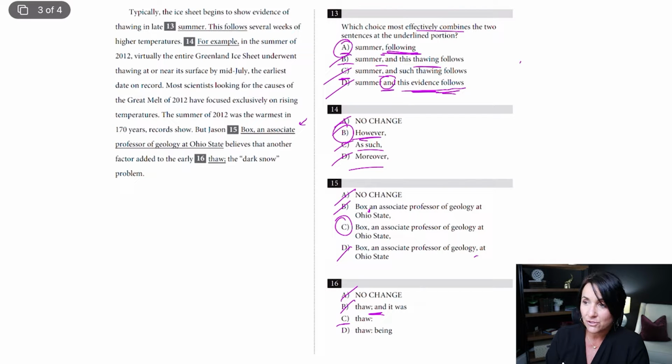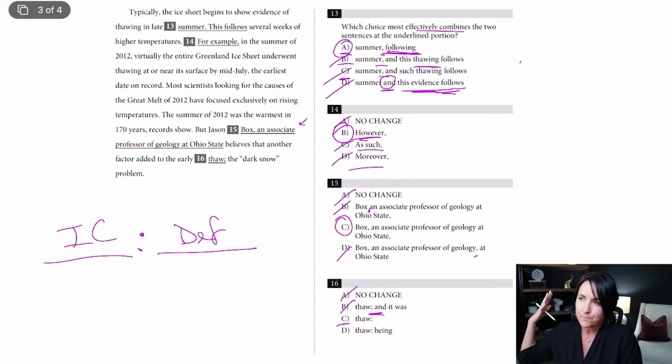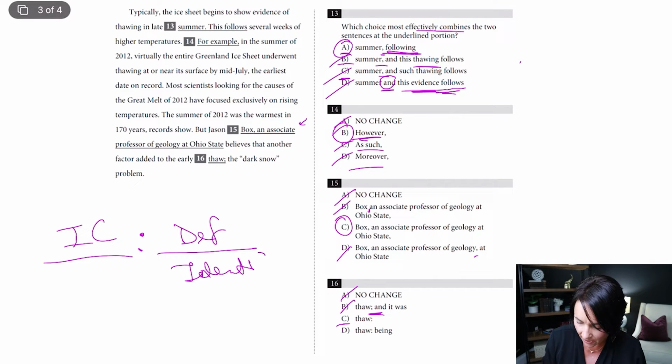Box, an associate professor of geology at Ohio State, believes there is another factor to the early thaw. So I have an independent clause on that side, and then we have a colon, and then it says the dark snow problem. Then we have a definition here, or a very definitive thing that we're identifying, okay? So put identify here.